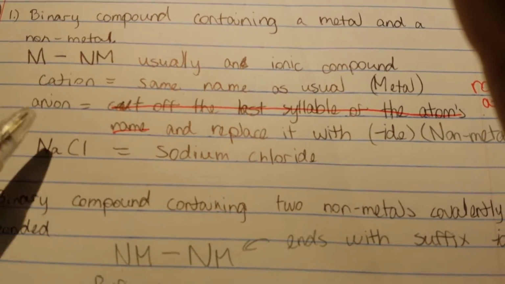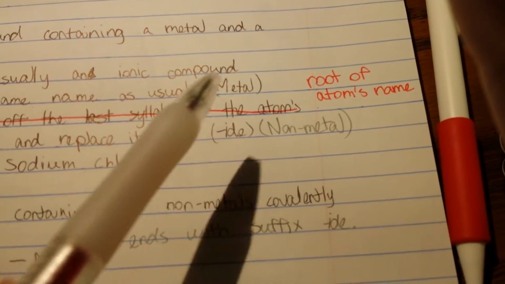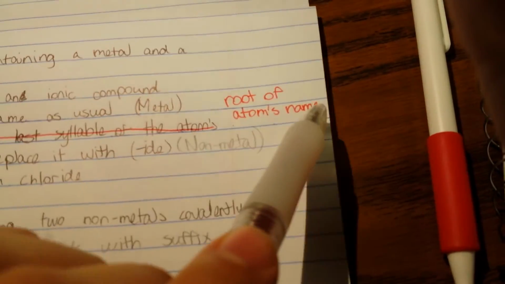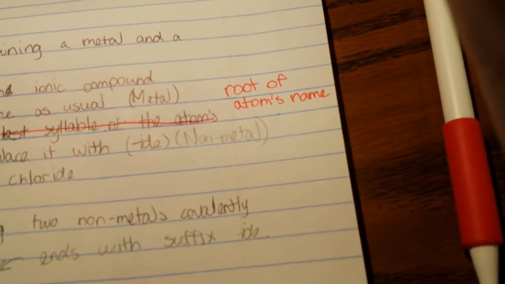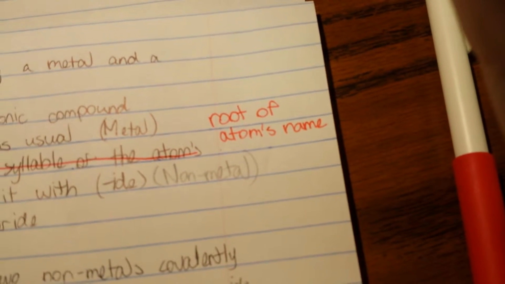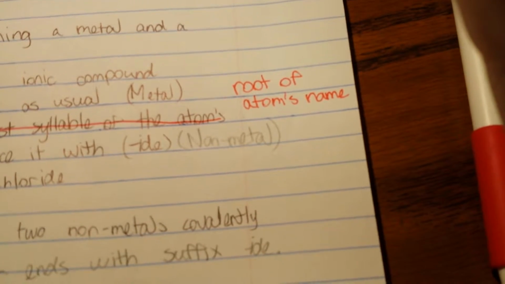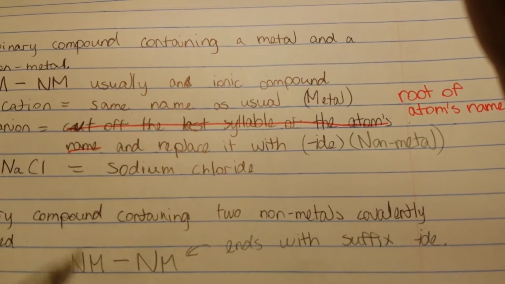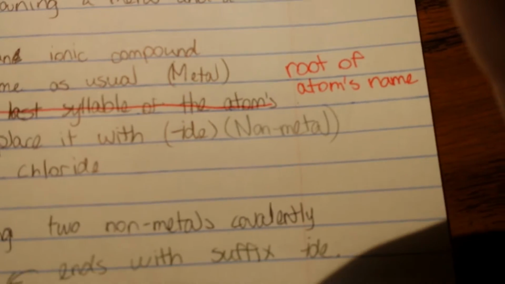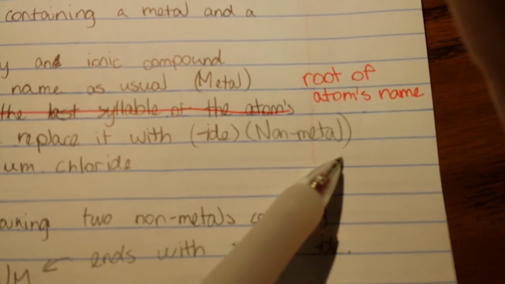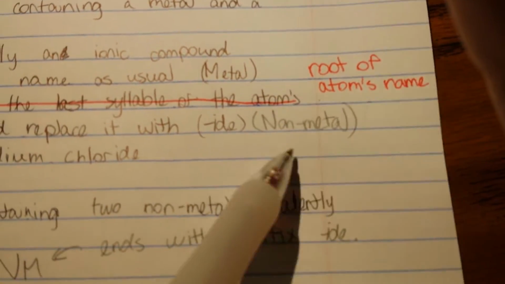And as for the anion, it's just going to be the root of the atom's name. For instance, fluorine has the root fluor, chlorine has the root chlor, oxygen has the root ox, nitrogen has the root nitr, and you get the idea. You have to know those roots. They just come up and you basically memorize them through practice. And then next to the root, you add the suffix "ide," and the anion is always going to be the nonmetal part of this compound.